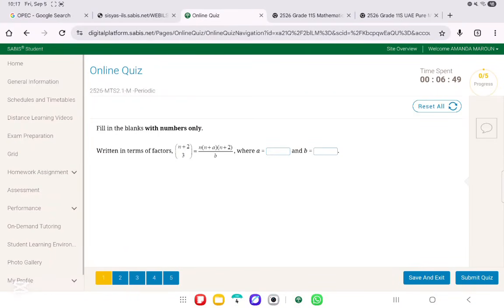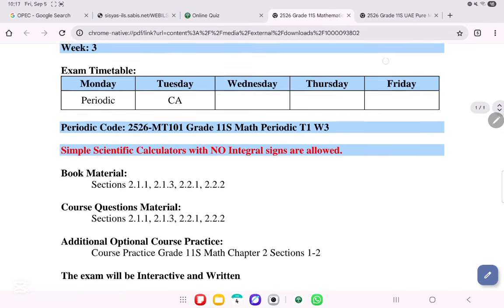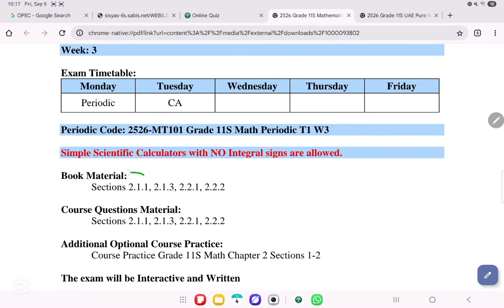So today I'll be explaining the course practice of Pure Mathematics section 2.1. It's chapter 2 section 1. Now regarding the periodic, we have 4 sections. What are the 4 sections? They are 2.1.1, 2.1.3, 2.2.1 and 2.2.2. These are subsections from the actual section, which is 2.1 and 2.2.